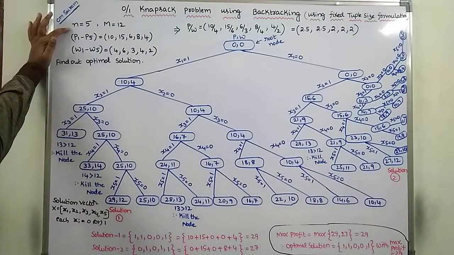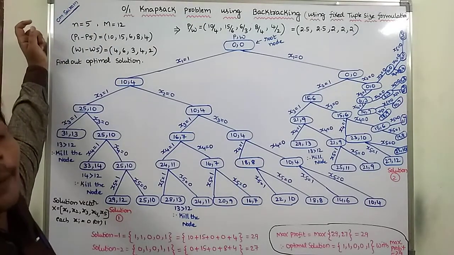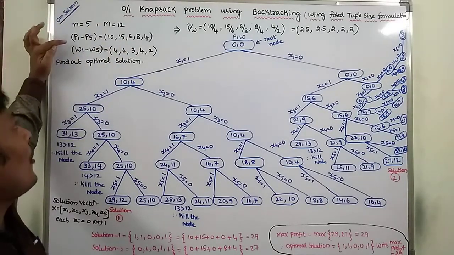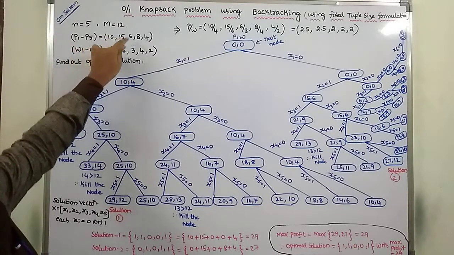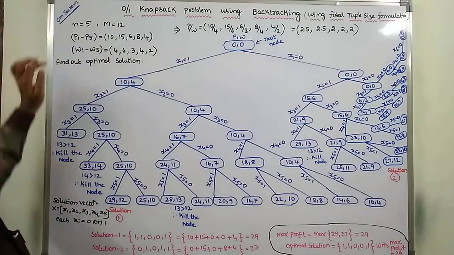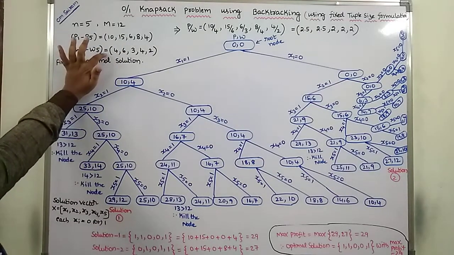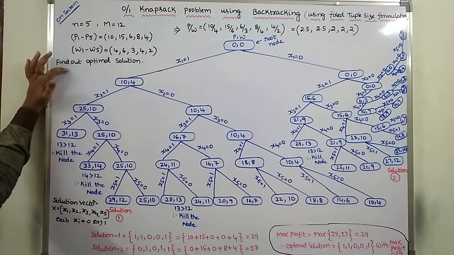So this is the given problem. N is equal to 5, where N is the number of objects. M is equal to 12, which is the capacity of the knapsack. Next, the profits of the 5 objects P1 to P5 are 10, 15, 6, 8 and 4, and the weights of the 5 objects W1 to W5 are 4, 6, 3, 4, 2. Find the optimal solution of the given 0/1 knapsack problem using backtracking.